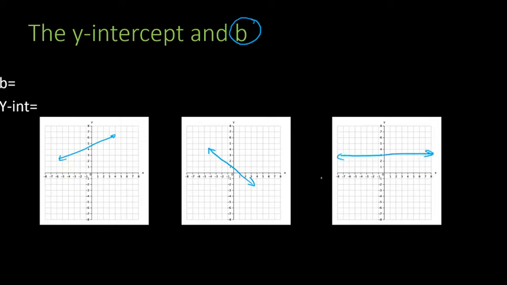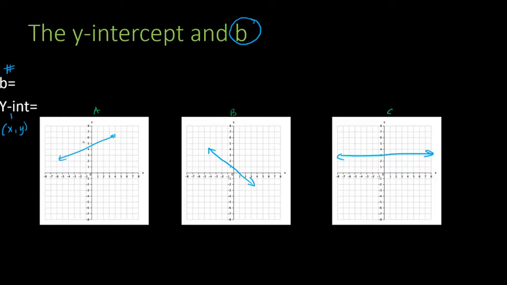Okay, so in each of these examples, we're going to look at what the y-intercept is and what the value of b is. So b is just a variable, it's just a number, whereas the y-intercept is something with an x and y coordinate. So if I look at this first graph, I'll label these graphs maybe A, B, and C.